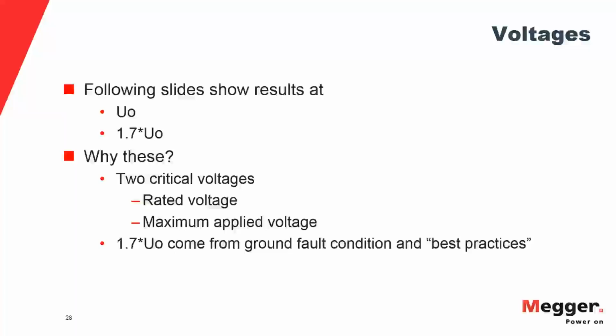And you might be wondering where this 1.7 times comes from. Well, there is a fault condition that if you lose one phase, the two remaining phases will see 1.7 times over voltage. So we want to make sure that if this condition does occur in your system, the cables are at least able to hold this voltage.